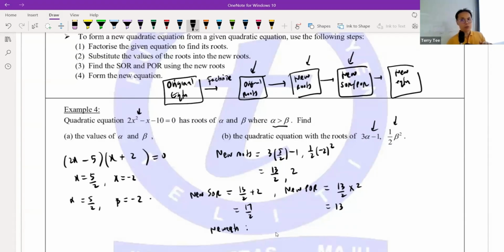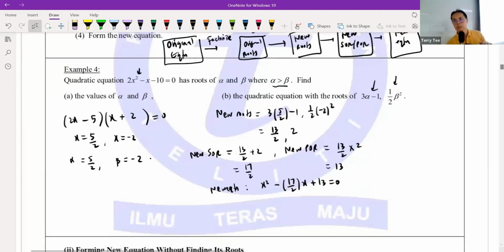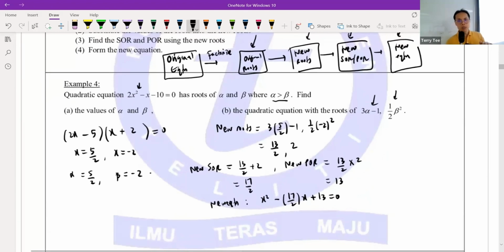We got a new SOR, new POR. We're going to form a new equation. Just use back the formula x squared minus SOR x plus POR equals 0. So what we can do is multiply everybody by 2. Normally, we don't want fraction. So times 2, you will get this equation.